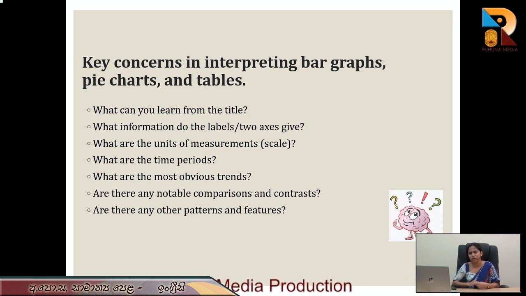Now, when we have a look at your past papers, the title of the table, graph or chart is given within the question. So it's your job to identify what the topic is. If you read the question properly, you can have an understanding on what exactly this graph, chart or table is representing. And then the next point, you should know what information the labels or the two axes give. Now, in bar graphs, as I said earlier, there are two axes, x and y. And in pie charts and tables, there are labels.